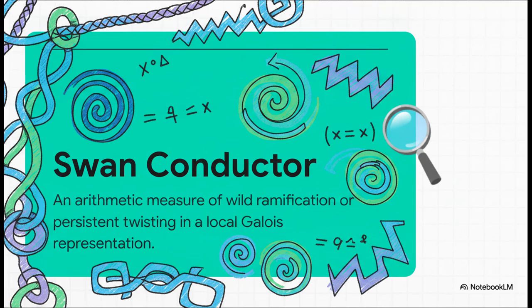And that brings us to our ultimate target variable for this explainer, the Swan conductor. In arithmetic geometry, the Swan conductor is a precise measure of wild ramification in a local field extension. For our purposes today, you can think of it as a numerical anomaly detector. If there's a hidden topological knot that absolutely refuses to untangle, it'll manifest arithmetically as a persistent twisting, and the Swan conductor is going to capture that exact twist.